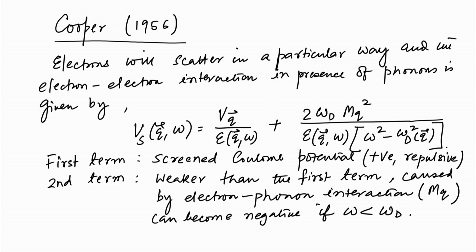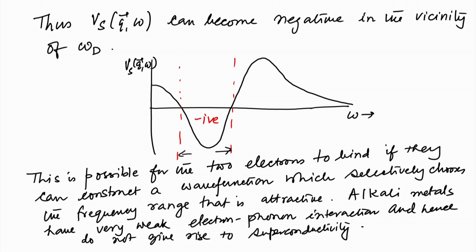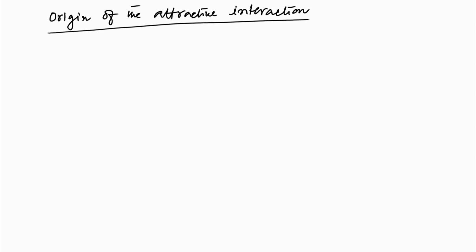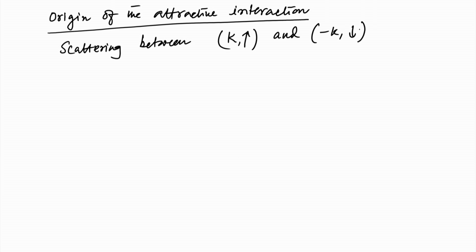But we have still not derived or at least explained where this interaction term comes from, and that can be understood in two different ways. One is rigorously taking an electron phonon matrix element, drawing all the diagrams and calculating this term, the second term particularly. There is another way of doing that, which is what we are going to do. So, let us do the origin of this. Okay. So, we have a scattering between a k up and a minus k down electron.